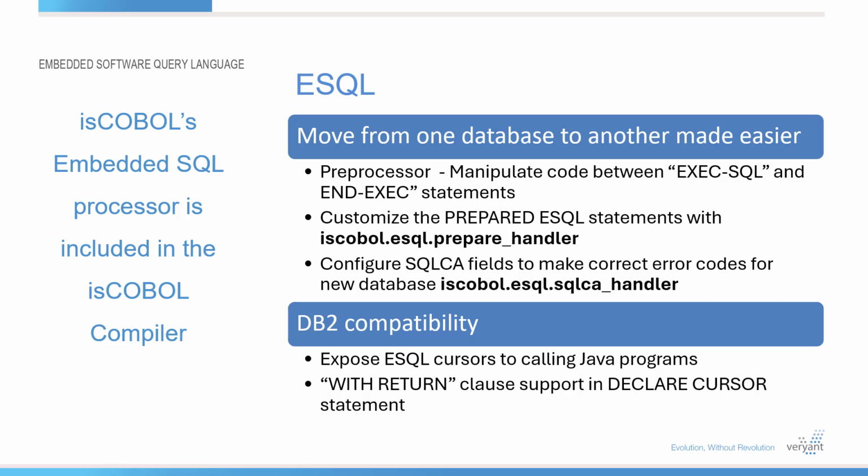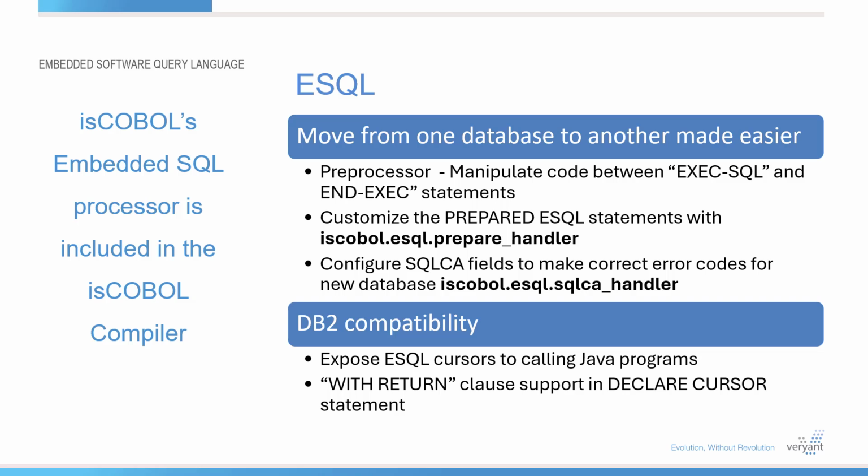We always try to make code changes like this easier, and in 2024 R1 we've added a preprocessor functionality to the static code that's between the exec SQL and the end exec statements. You can compile your code for different databases without actually changing your programs manually.